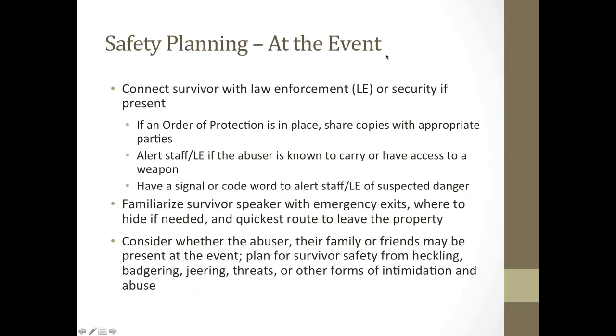So there's a number of things that we can do to help ensure a survivor's safety at the event. You can connect the survivor with any law enforcement or security if they're going to be present. If there is an order of protection in place, you'll want to make sure you share copies with those who it would be helpful for them to have that. You'll want to alert the staff or law enforcement if the abuser is known to carry or have access to a weapon. That's all related to risk assessment. And you'll want to have a signal or code word to alert staff or law enforcement of suspected danger.